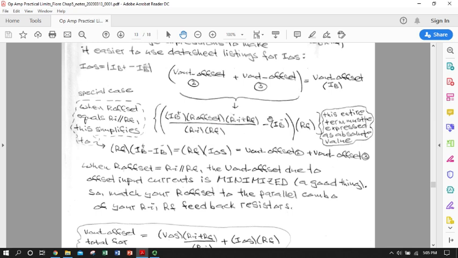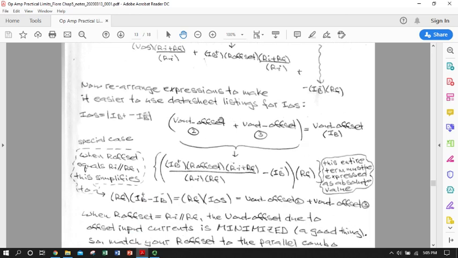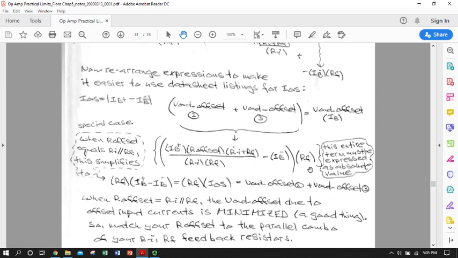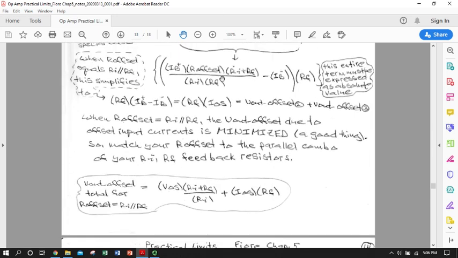So we've rewritten this summation, and we're just looking at the components of the V out offset that are due to our IB inverting and non-inverting. So components 2 and 3. We've just rearranged some terms here, pulled out an RF, and if we're going to relate back to IOS, this whole thing would end up as an absolute value. So it can only be positive.